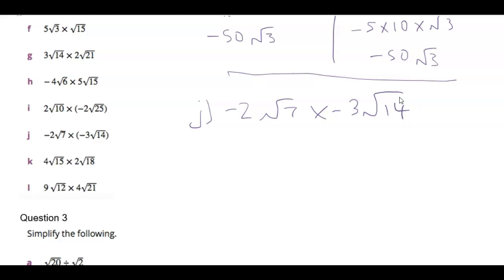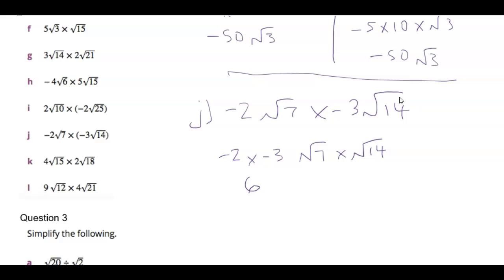Okay, so I'm going to pick what I think is the more straightforward way. But if you have a preference, you do that. So first of all, let's just multiply these numbers out the front of the surds. So -2 times -3. And then I've got root 7 times root 14. Okay, I'm not doing that just yet. So -2 times -3, two negatives when multiplied gives us a positive, so it's going to be +6.